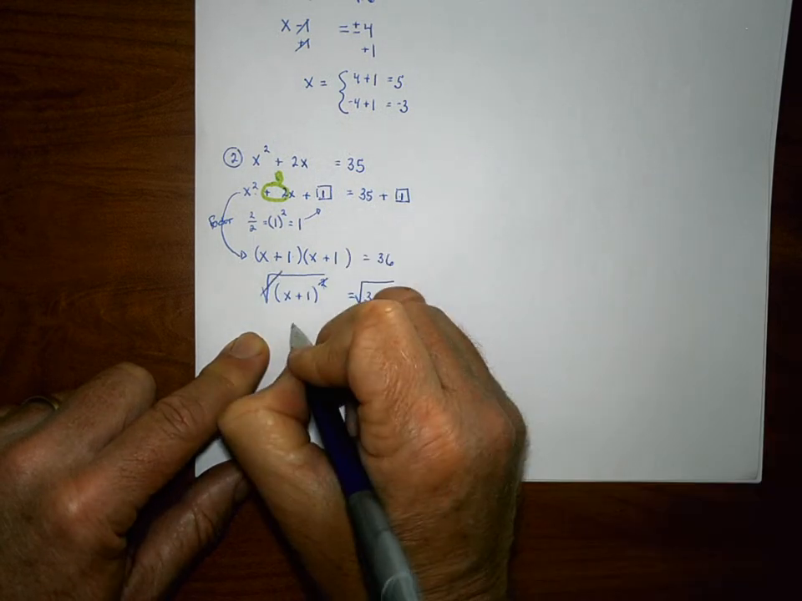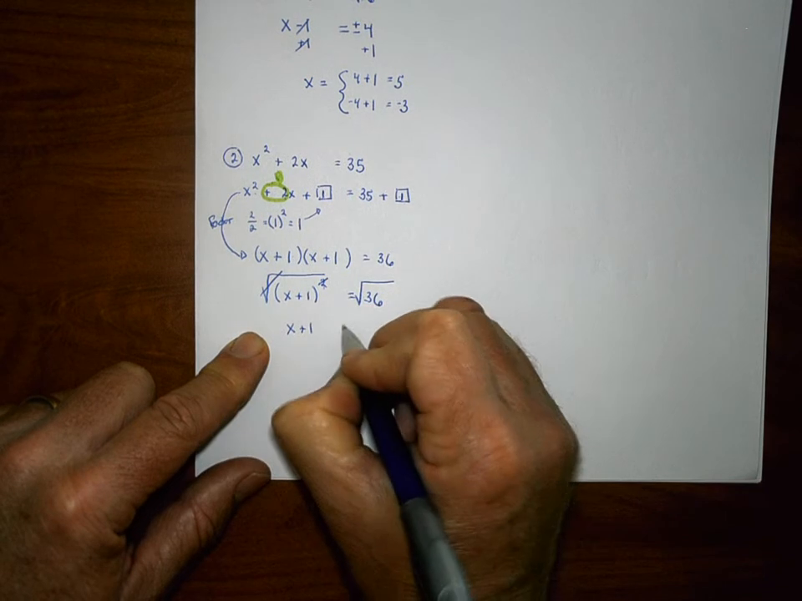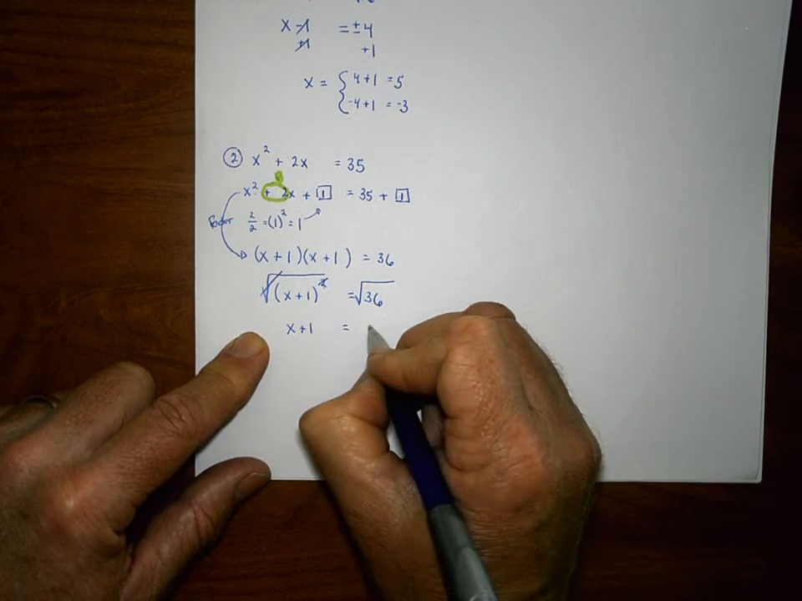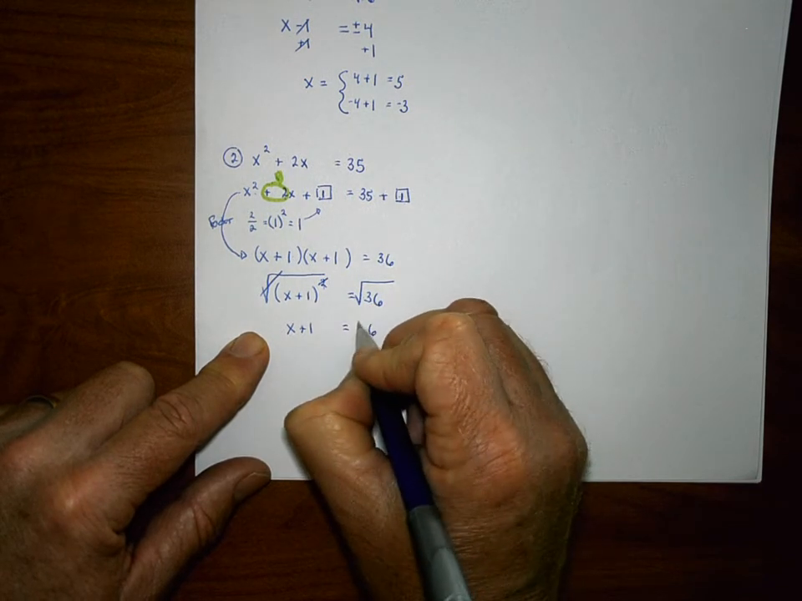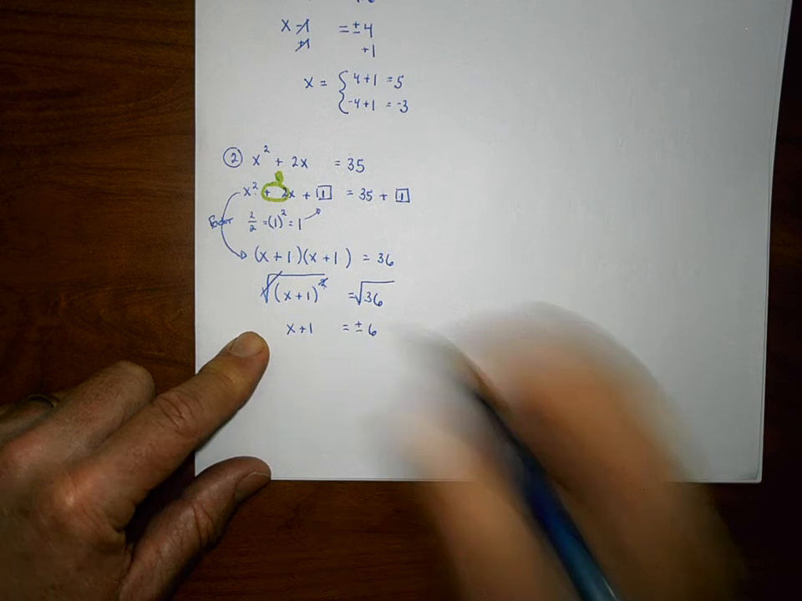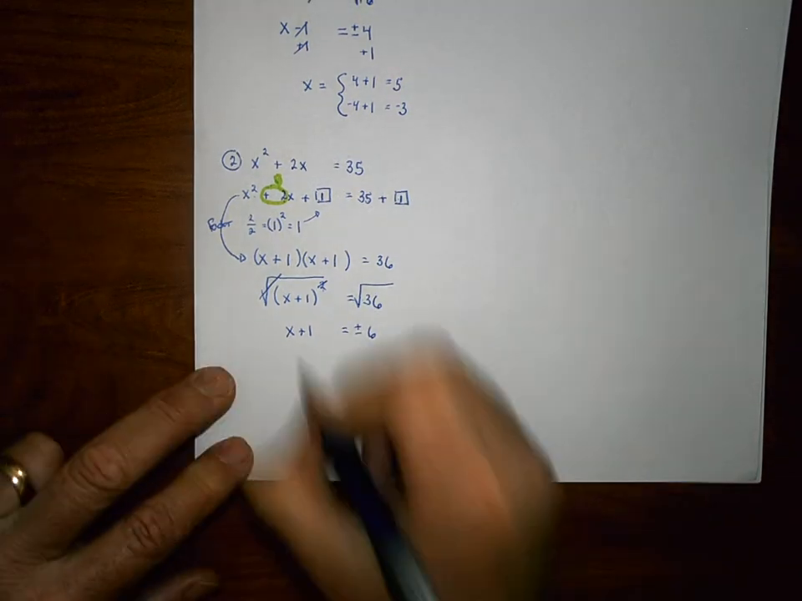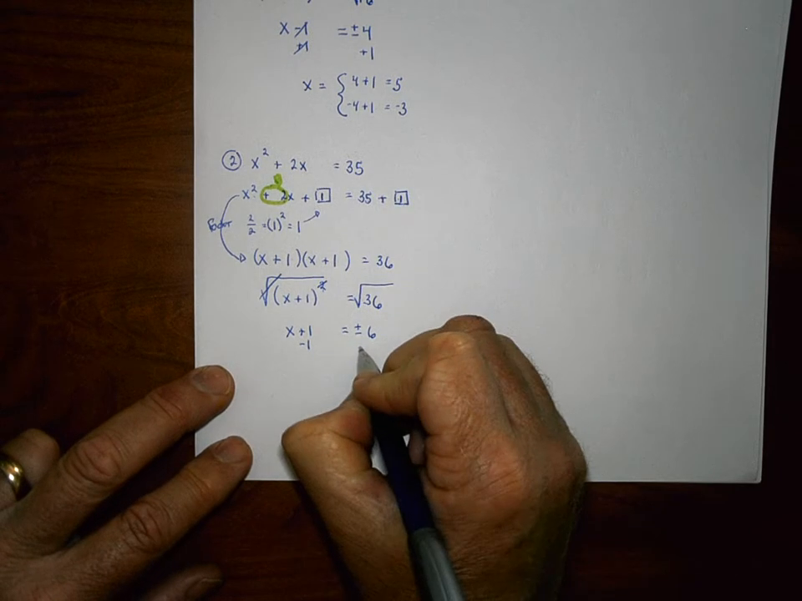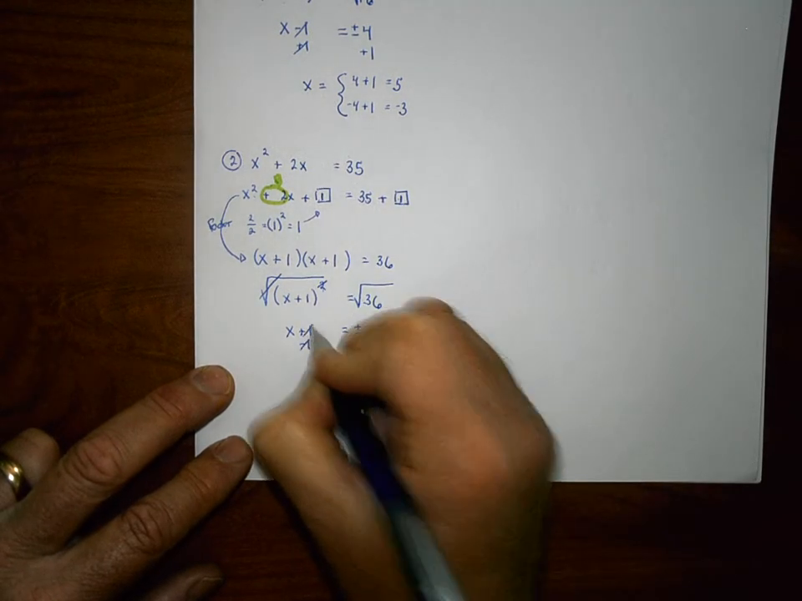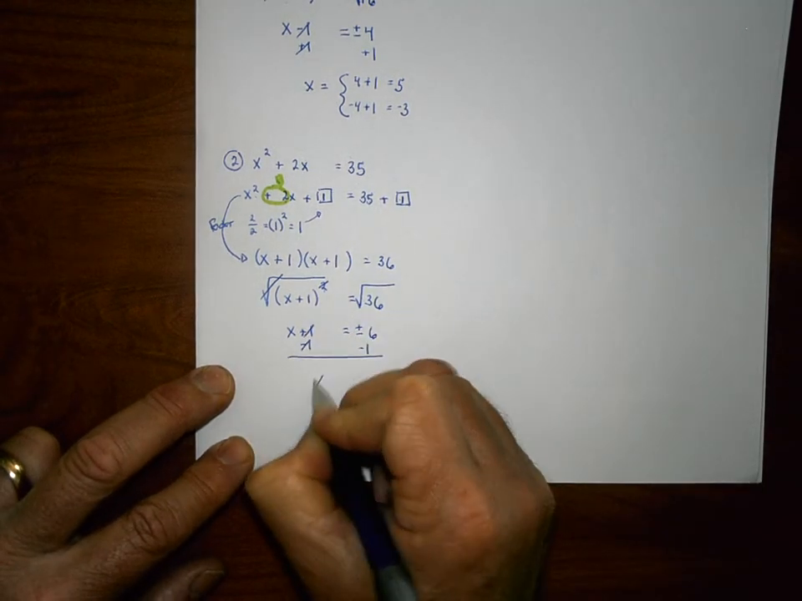We would get x plus 1 is equal to, and what's the square root of 36? It is 6. And don't just put 6, it's plus or minus 6. Okay? Then I'm going to subtract 1 from both sides. Those 1's would cancel out, and this would give me 2 answers for x.